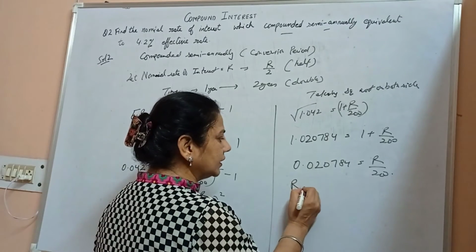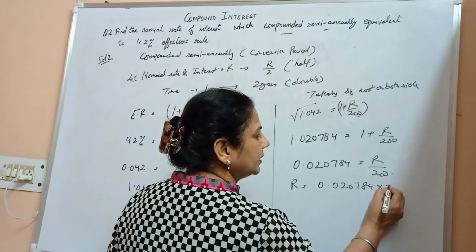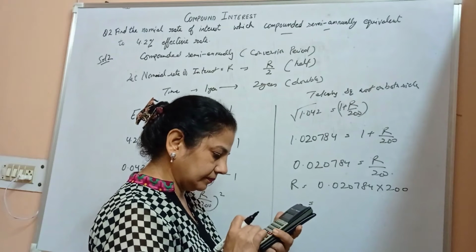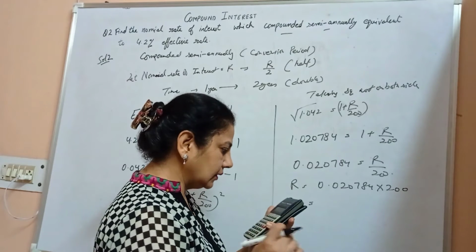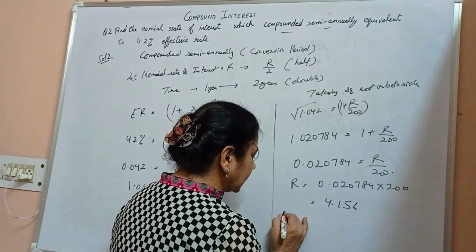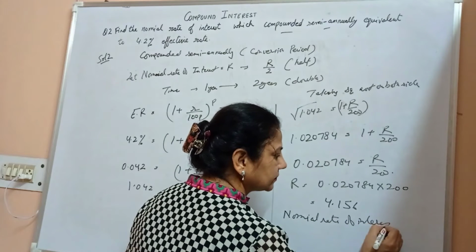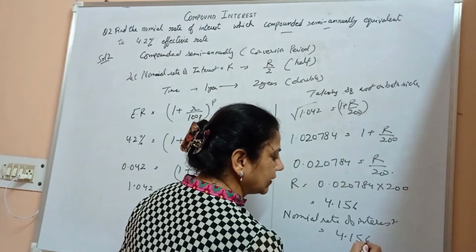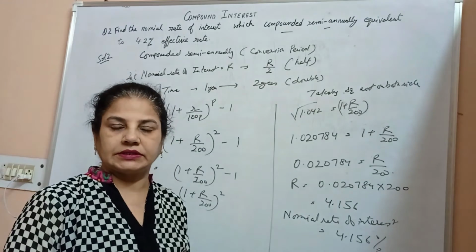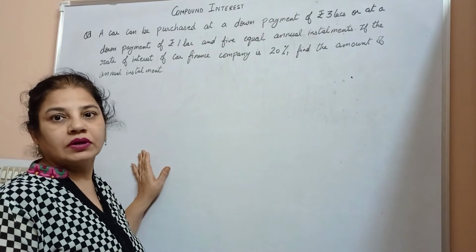Multiply it by 200 to calculate the nominal rate of interest. So I will get 0.020784 multiplied by 200, which gives me the result as 4.156. So we say that the nominal rate of interest is equal to 4.156%.